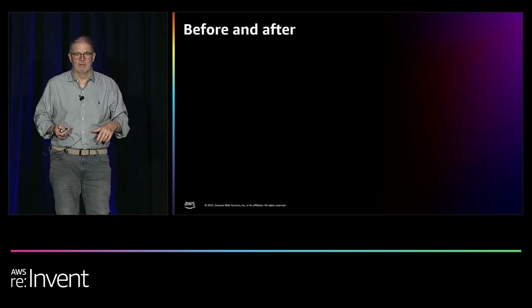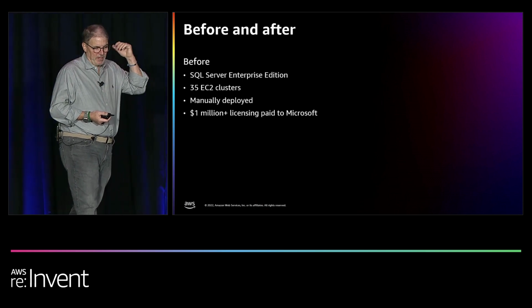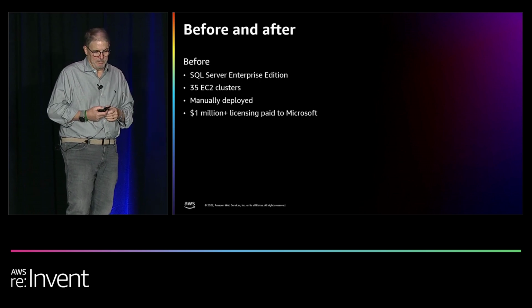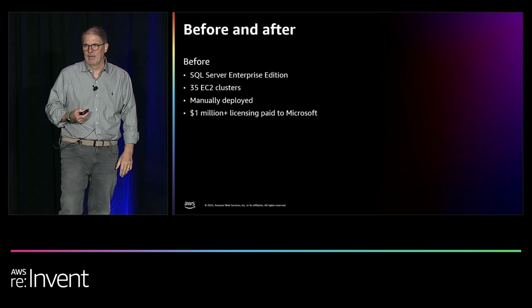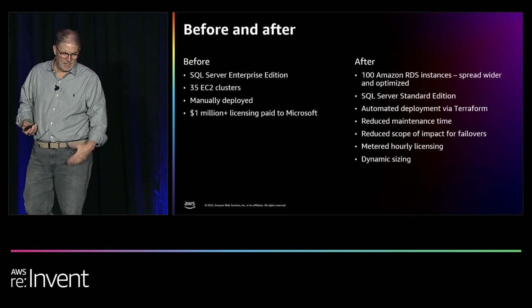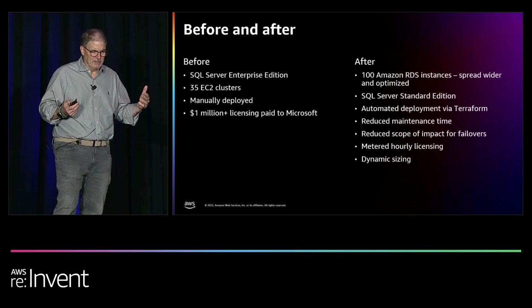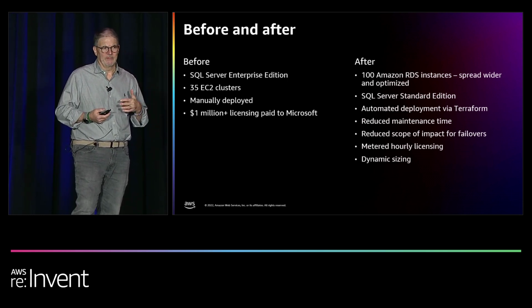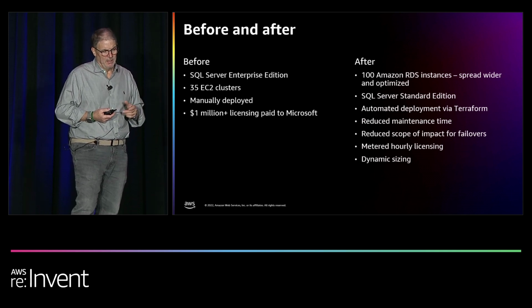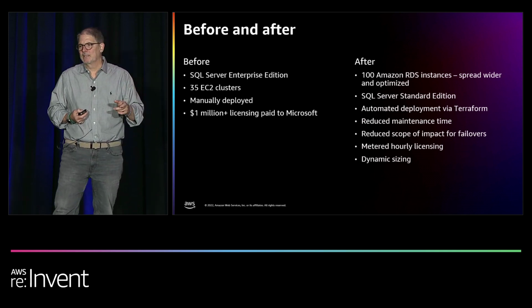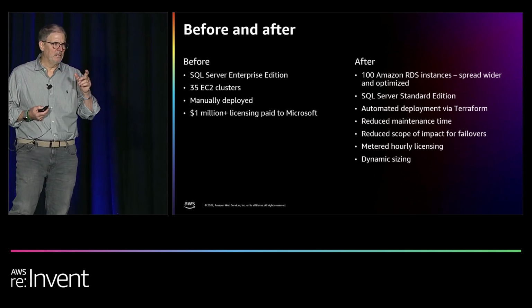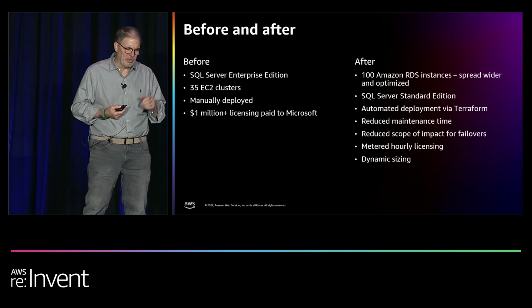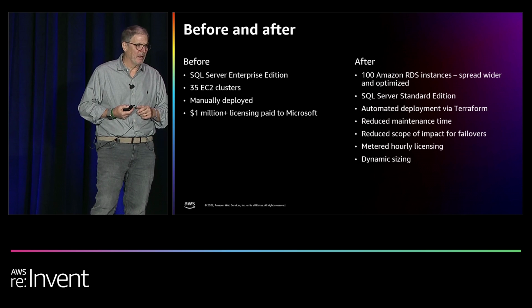Okay, so what did we look like before? We were SQL Server Enterprise Edition, 35 EC2 clusters, we were manually deployed, and we had $1 million plus in licensing that we were paying to Microsoft for the Enterprise Edition. After, 100 Amazon RDS instances, spread wider and optimized. We actually changed the way we balanced and loaded the RDS clusters versus what we were doing on EC2. There were a variety of reasons for that: the shape and size mix, the bandwidth differences, understanding what we wanted around the notion of noisy neighbors, thinking about workload. So we changed our models, and that was important and valuable as part of that planning.